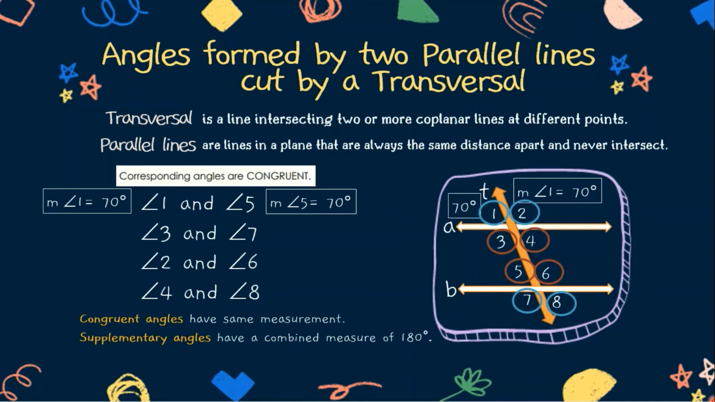Therefore, if angle 1 is 70 degrees and angle 5 is 70 degrees, they are corresponding angles, they are congruent. Kapag alam na natin yung sukat ng mga natitira pang mga angles, they must be congruent. Kung ano yung sukat ng isa, dapat ganun din yung sukat ng kapares nila.